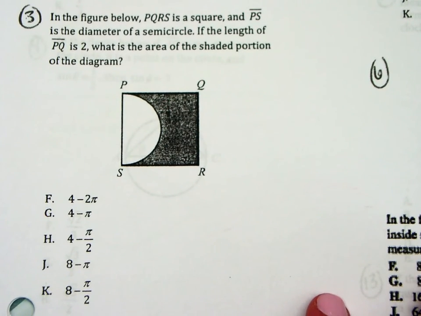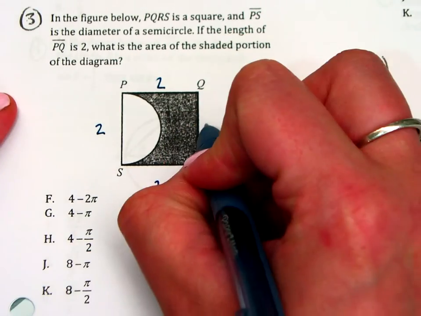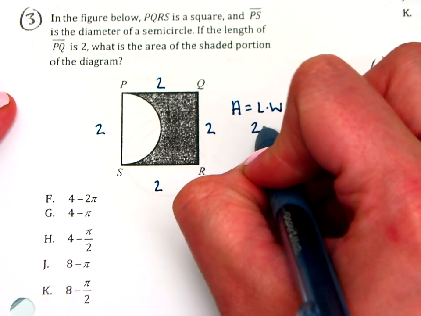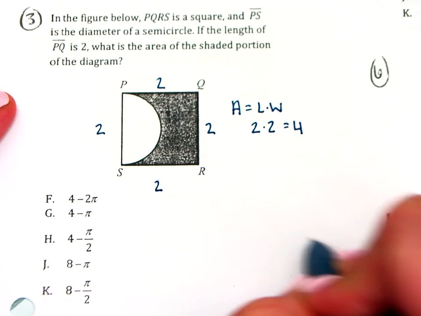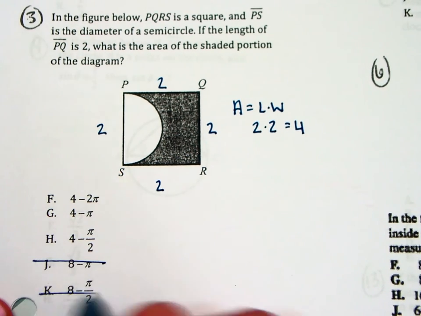Number 3, in the figure below, we are trying to find the area of the shaded portion. It does tell you that the length of PQ is 2. So that means that the area of the square is length times width, so 2 times 2 is 4. So in our main problem, we will be doing 4 minus, because we have our area of our large shape as 4.